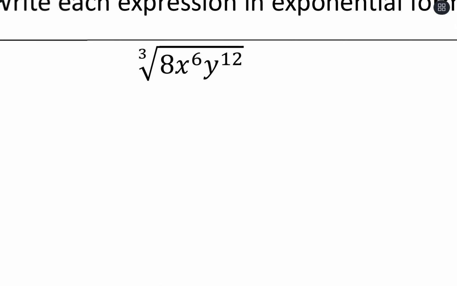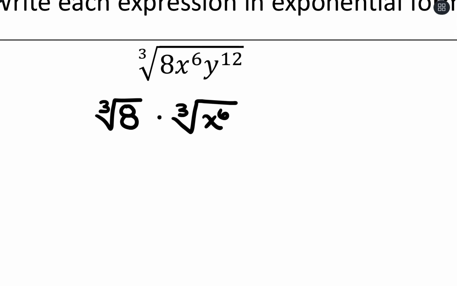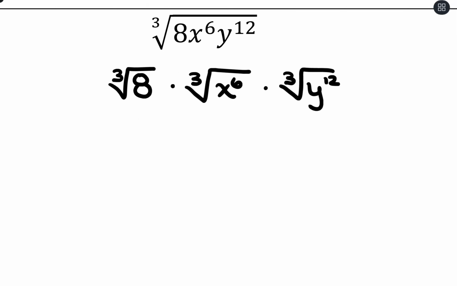So, like this cube root of 8 times x to the 6th times y to the 12th. What we could do is have this as the cube root of 8 times the cube root of x to the 6th times the cube root of y to the 12th. What this lets me do is see cube root of 8. I know that's a 2. Cube root of x to the 6th, we could start simplifying, but what I want to show us here is how we can use our rational exponents to help us.